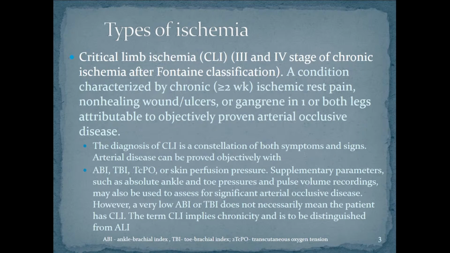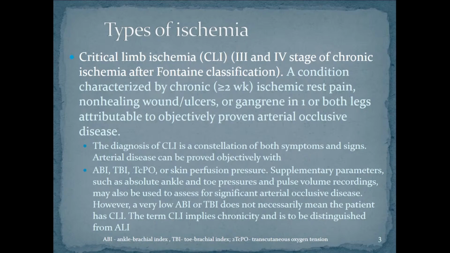So also we need to differentiate such a statement. So the critical limb ischemia. It is third and fourth stage of chronic ischemia after Fontaine classification. It is a condition characterized by chronic, more than 2 weeks of ischemic rest pain, non-healing wound or ulcers, or gangrene in one or both legs attributable to objectively proven arterial occlusive disease.